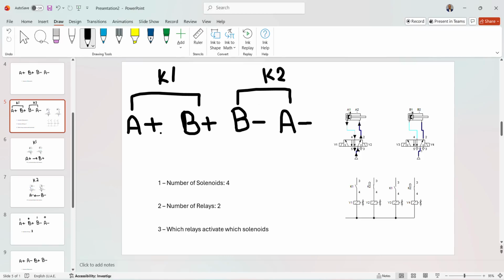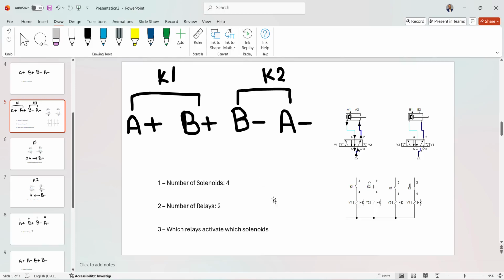So this means that activation of A plus and B plus will happen by K1, and activation of B minus and A minus will be done by K2. This means that solenoids Y1 and Y3 will be activated by K1, and B minus, A minus, corresponding to Y2 and Y4, will be connected to relay K2.